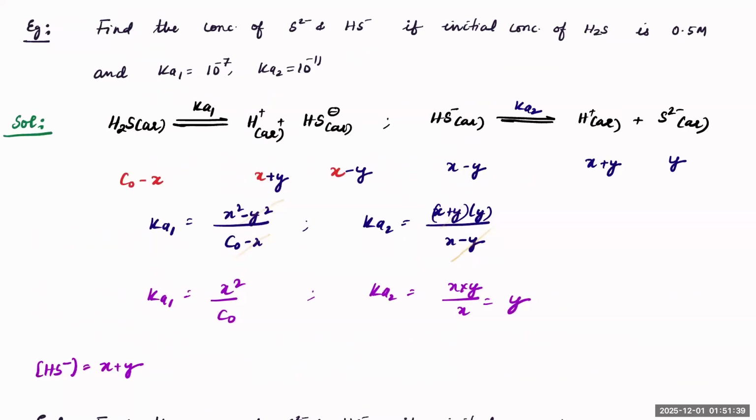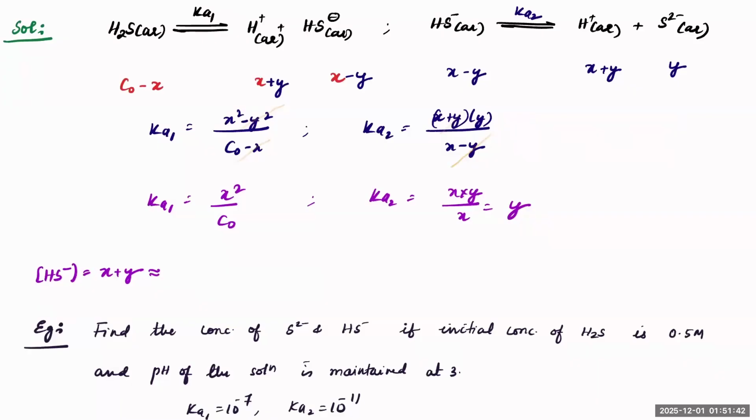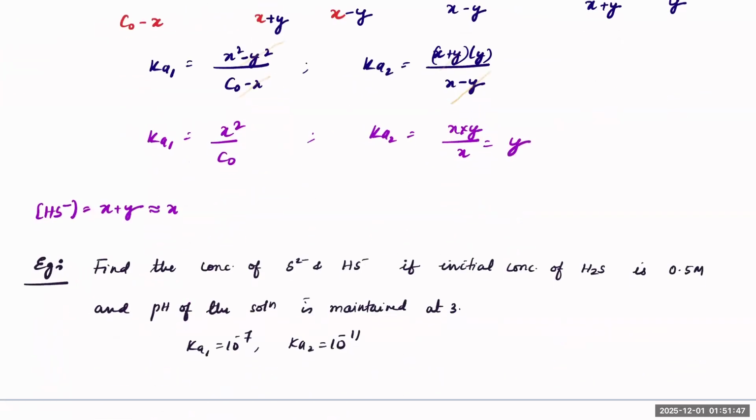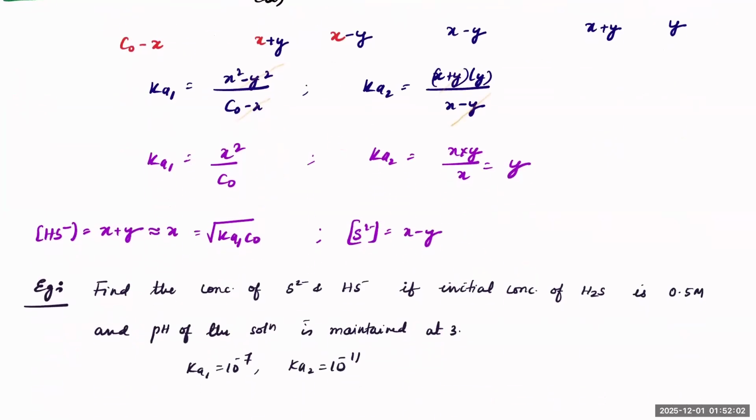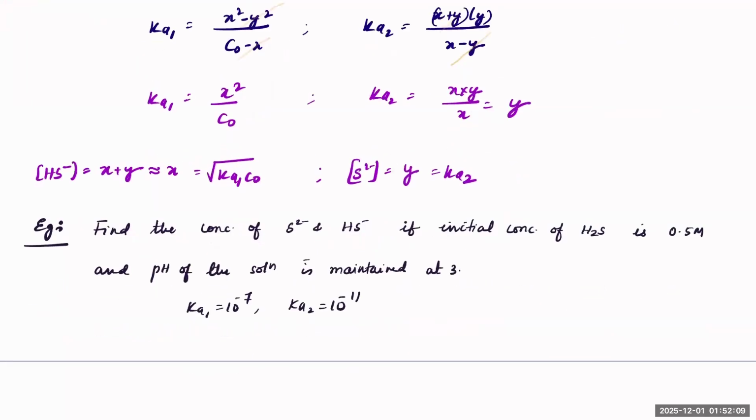That will be X plus Y, and Y is ignorable. So I can write this as X, right? So that X will be equal to under root of Ka1 C naught. Likewise, S2 minus concentration is equal to X minus Y. Sorry, S2 minus concentration is equal to only Y, and Y is equal to Ka2 value. So that's it. From here you can calculate HS minus concentration as well as S2 minus concentration.